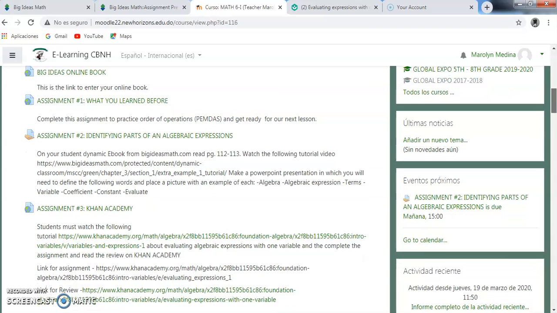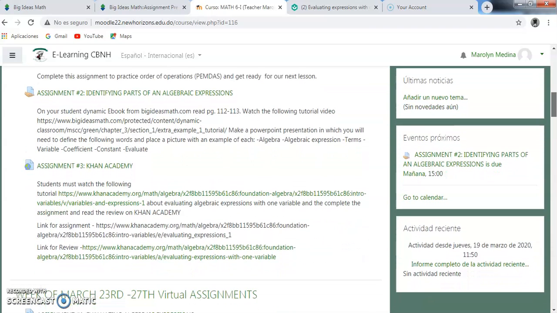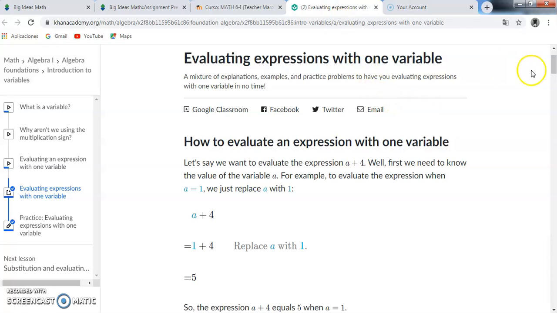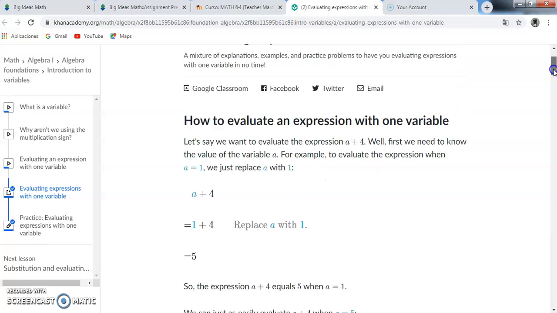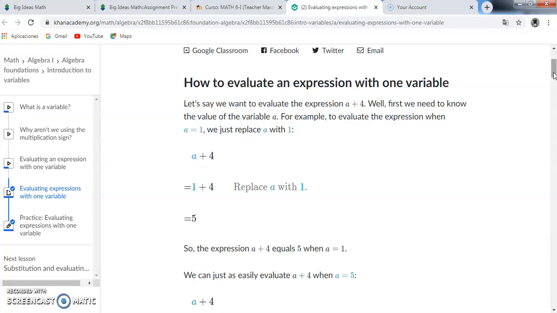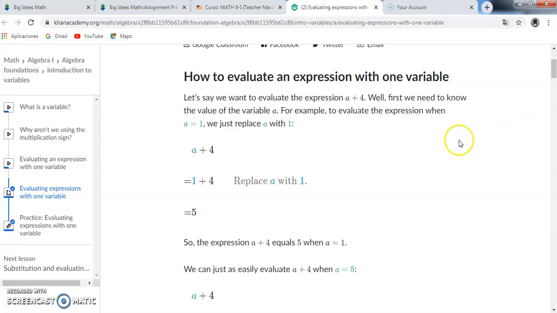After this, for assignment number 3, you have to watch a tutorial video on Khan Academy, which talks to you about how to evaluate an algebraic expression with only one variable. And here I am in the review that you are supposed to read in Khan Academy. In case you don't understand, pay really close attention. They're saying how to evaluate an expression with one variable.